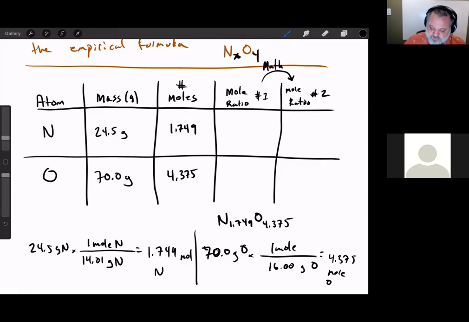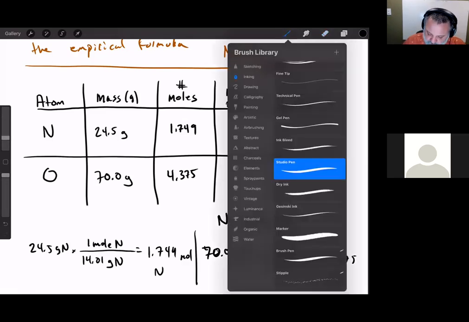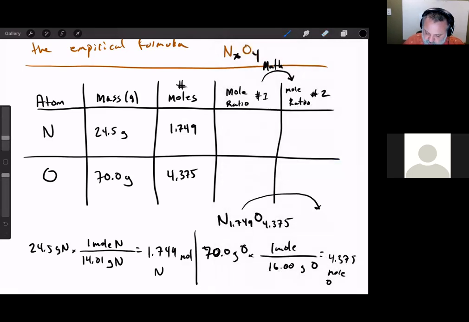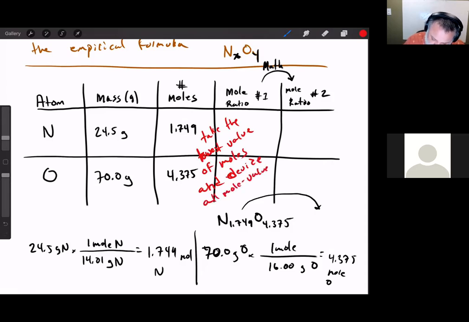And so what we have to do is take this non-whole number ratio and turn it into a whole number ratio. And this is where we do some work here. This is how it's done. And so what we do is we take the lowest value of moles and divide all mole values by it.